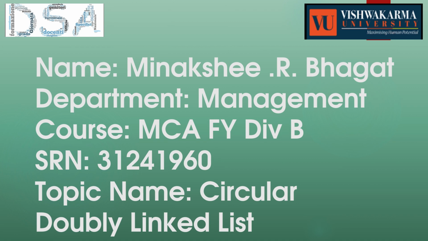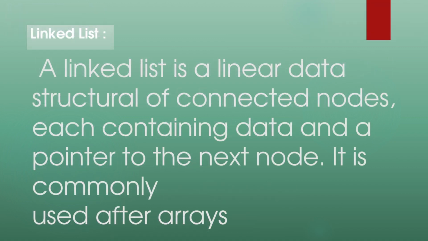So let's get started. What is a linked list? First, let's talk about the basics. A linked list is a linear data structure where each node is connected to the next node using a pointer. Each node contains data and the address of the next node. It is used in many programming applications to overcome limitations of arrays, such as their static size. In a simple linked list, the last node points to null, marking the end of the list.